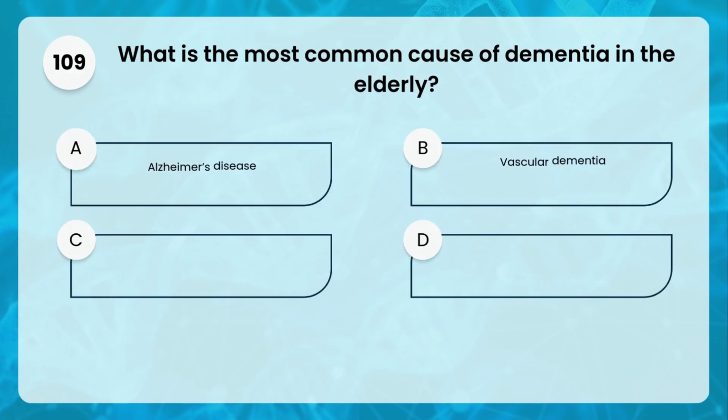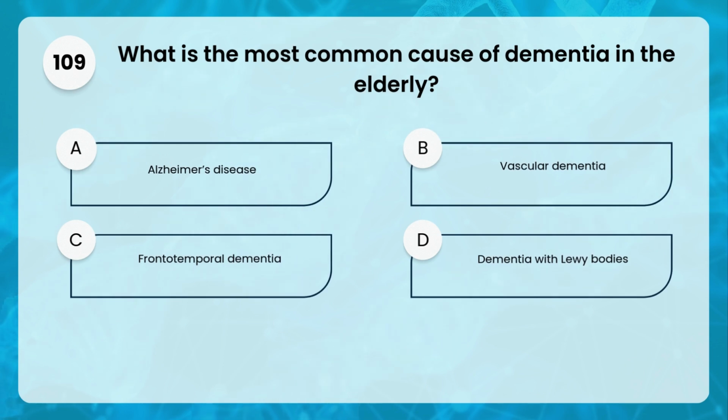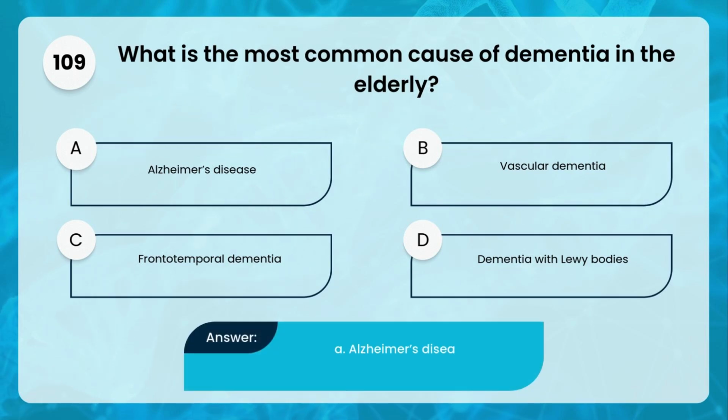Number 109. What is the most common cause of dementia in the elderly? A. Alzheimer's disease. B. Vascular dementia. C. Frontotemporal dementia. D. Dementia with Lewy bodies. The answer is A. Alzheimer's disease.